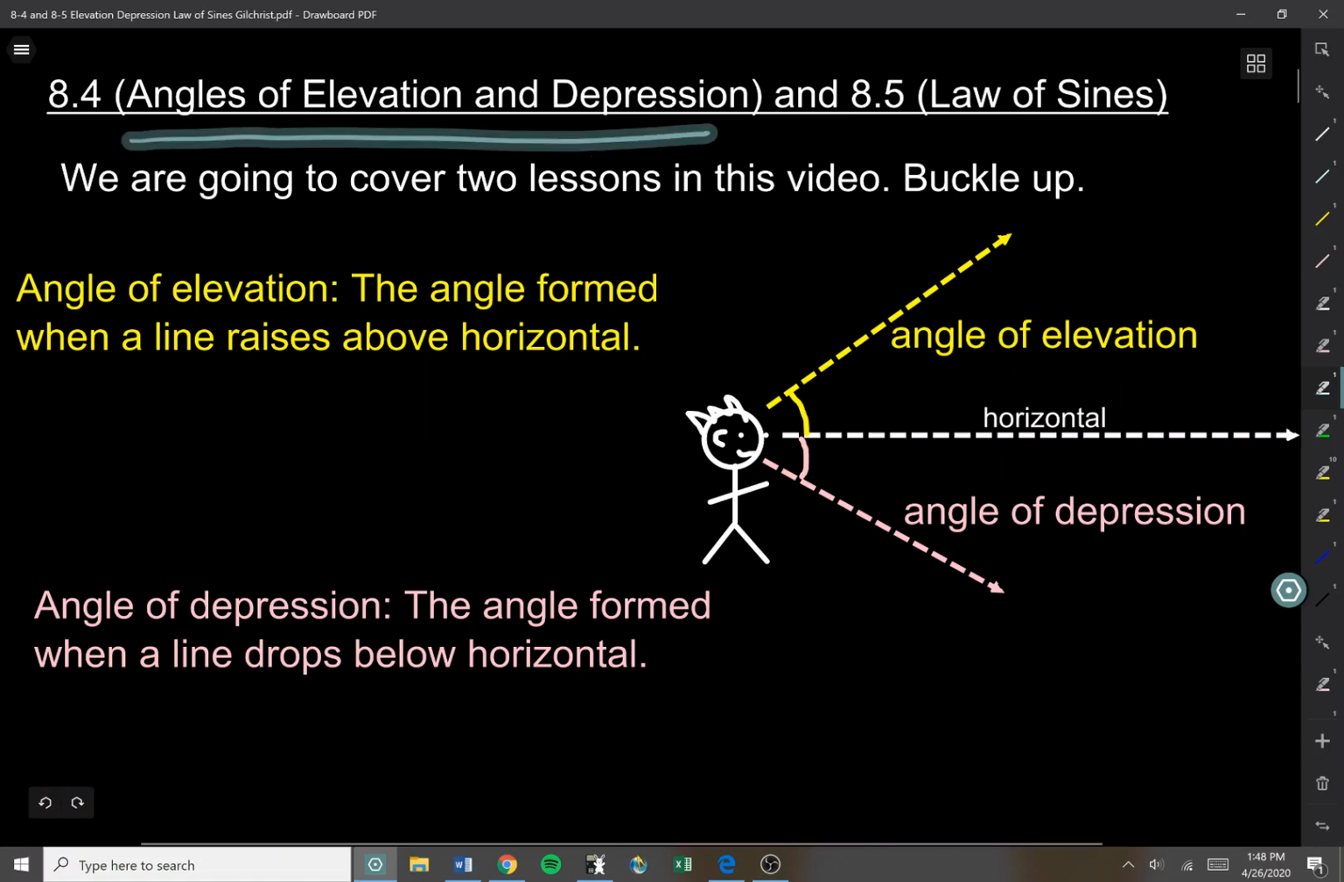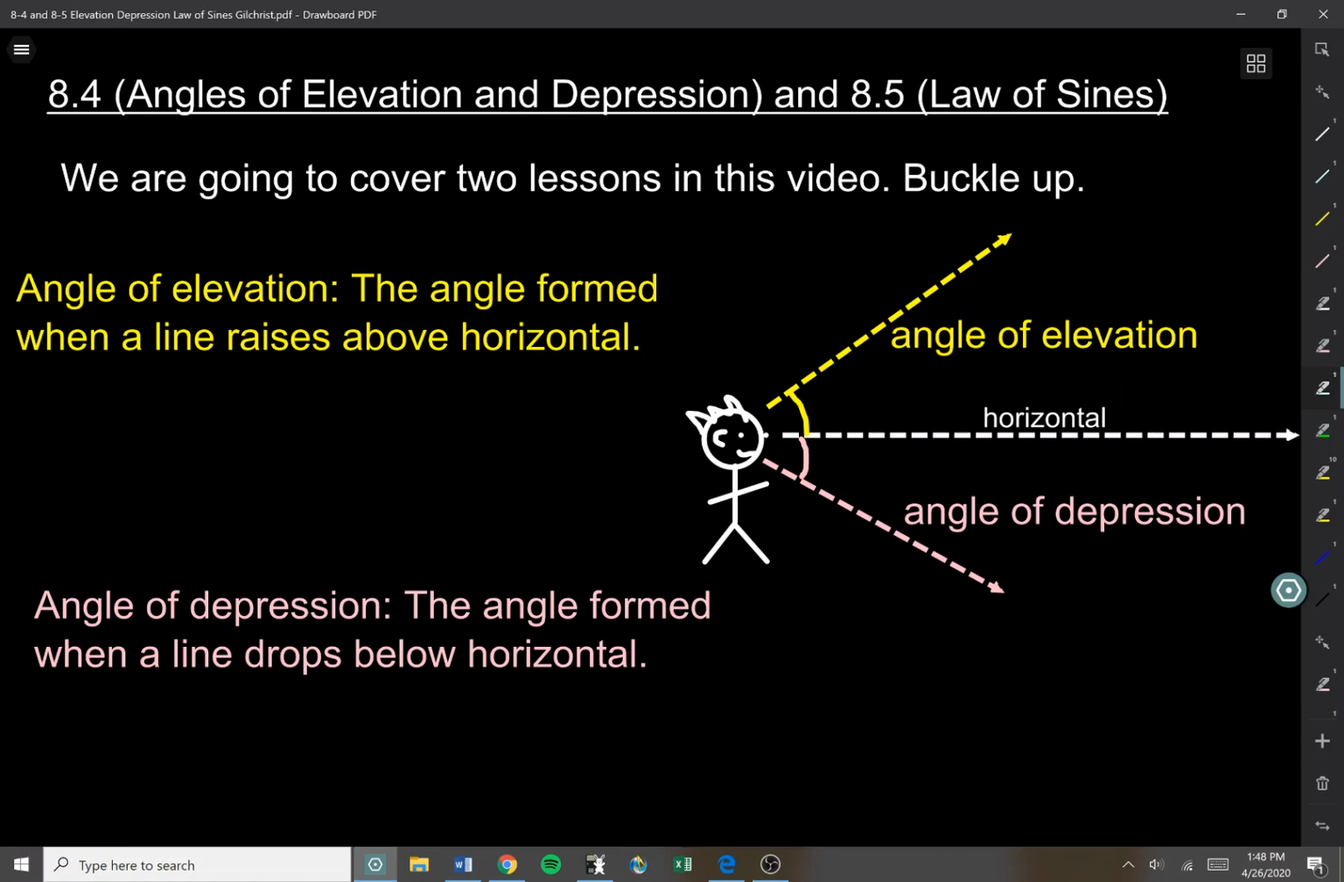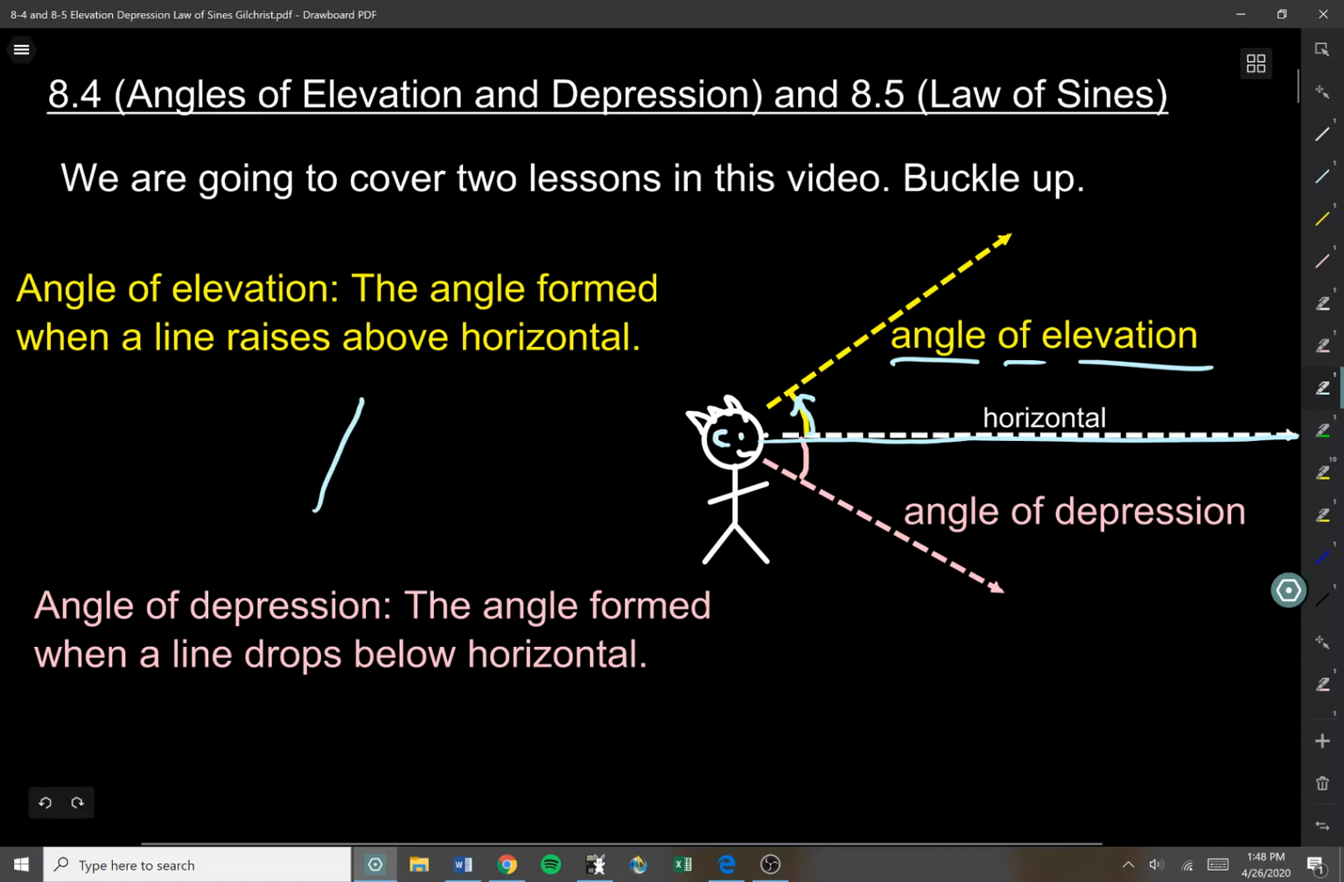We'll start with 8.4. An angle of elevation is the angle formed when a line rises above horizontal. So think about you looking horizontal. As you rotate your head up to look up, that's called the angle of elevation. Angle of elevation is always from horizontal, so it can't ever be like this. This can't be an angle of elevation. It has to be this, from horizontal.